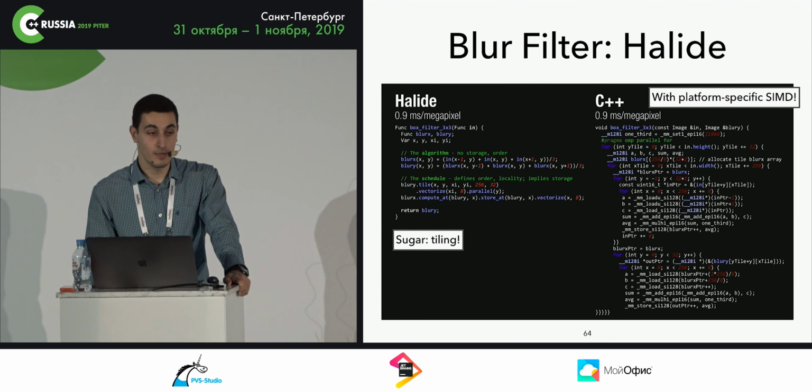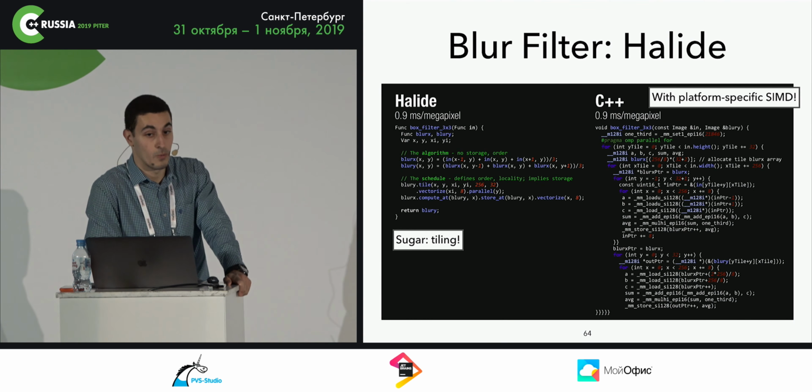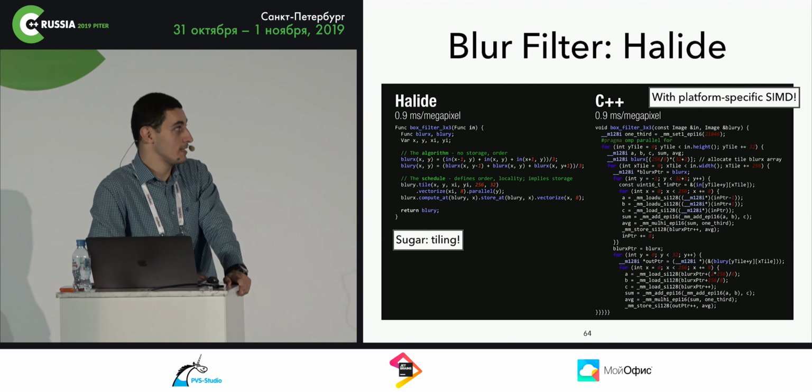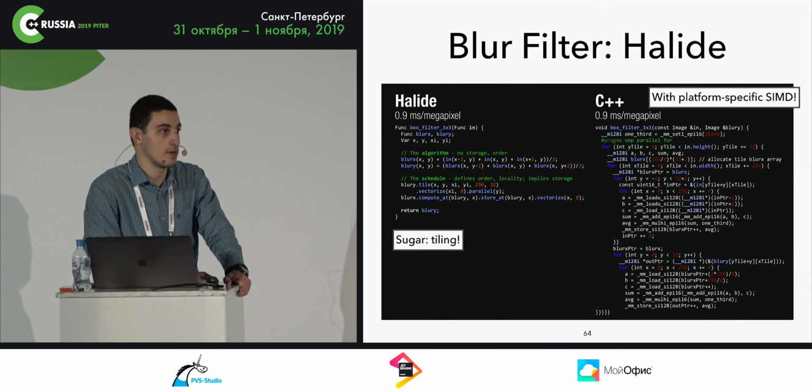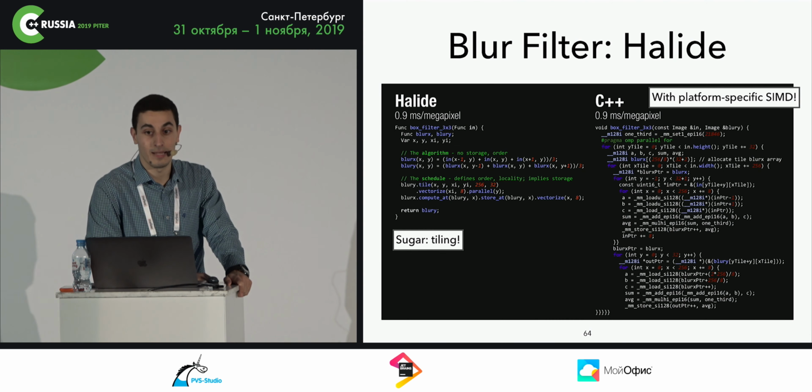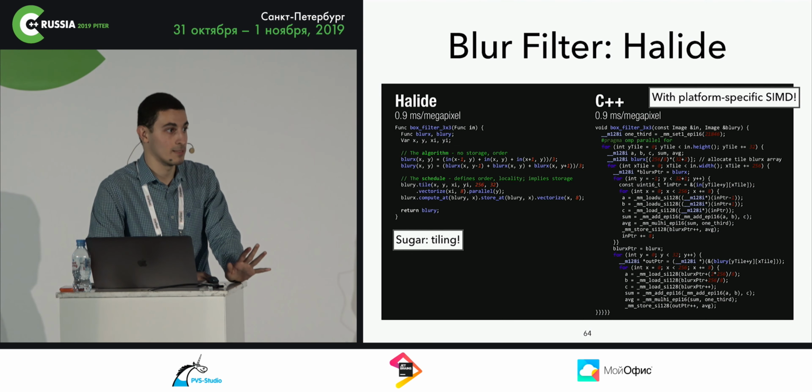And here are two different implementations. One of them is on the left side, it's Halide. It's very simple to look at and to reason about. The one on the right is a C++ implementation for SIMD instructions. It's just for one platform, so it's platform dependent. The performance is the same in both examples.